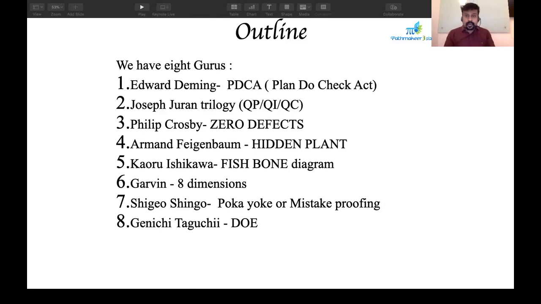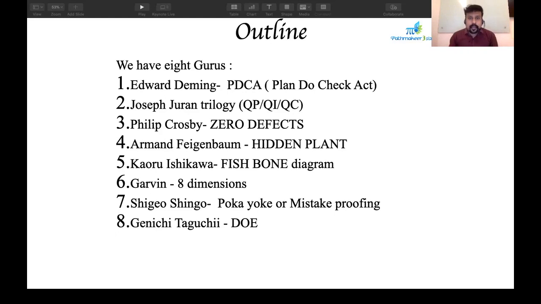The next contribution is by Mr. Joseph Juran. Joseph Juran, he contributed something called the trilogy. It is called Joseph Juran's trilogy. What we focus on in the trilogy is quality planning, quality improvement, and quality control. So it's more or less similar to PDCA. You plan, then you improve the process, then you keep it under control. Whatever you have improved, keep it under control. That is what we are focusing on in Joseph Juran's trilogy.